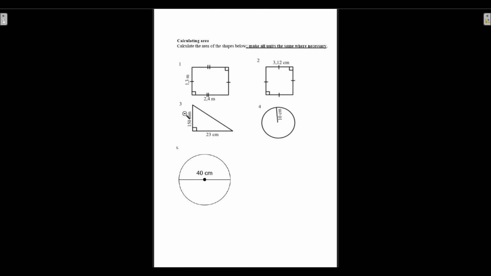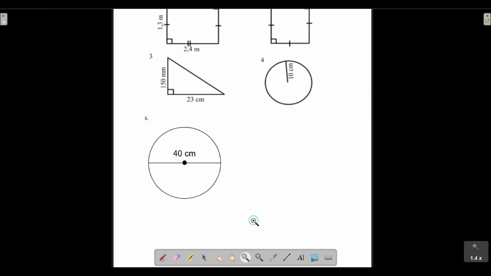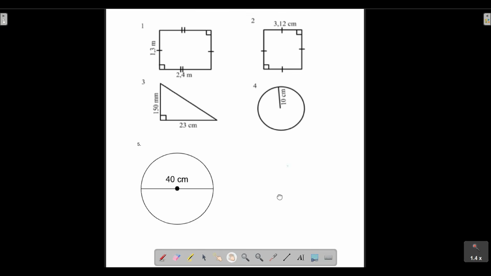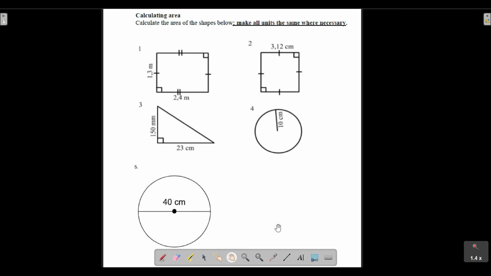But if your units are different, where we've got millimeters and centimeters, then you need to pay attention to the instruction that you are given in your test, in terms of what units you're supposed to use, or you need to first convert and make the units the same before you can even calculate the area of that shape. So please make sure that you watch the next video tutorial, because we're going to be having a look at this exercise together. We're going to be calculating the areas of the following shapes.